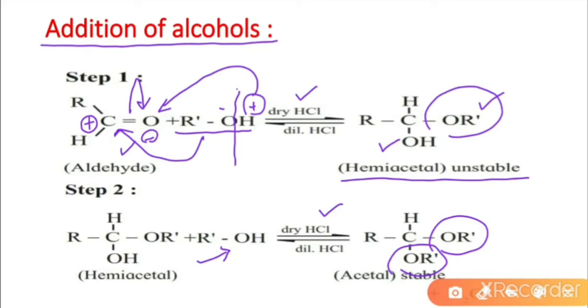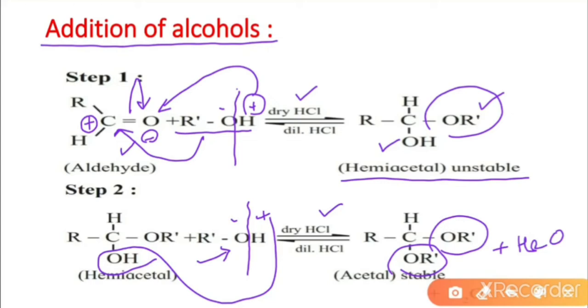In the second step, another molecule of alcohol, similar breaking, H plus and alkoxy minus ion, and H plus combines with the hydroxyl group of hemiacetal, and the byproduct water is obtained. The alkoxy part attacks carbon to form the dialkoxy stable product called acetal, which is a geminal dialkoxy compound.